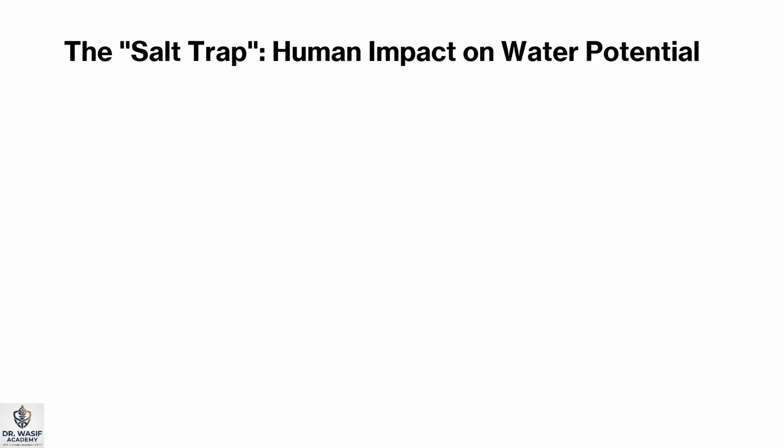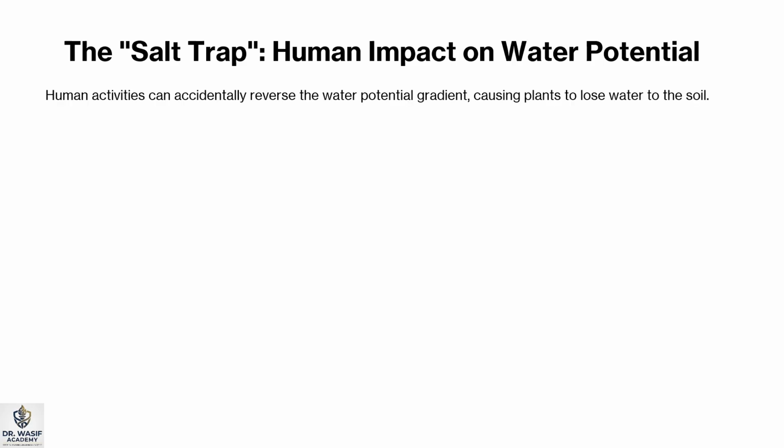We have seen how plants use water potential to thrive, but human activities can accidentally flip this script. We can create what I call the salt trap, which is a situation where we reverse the water potential gradient and force plants to lose water to the soil.